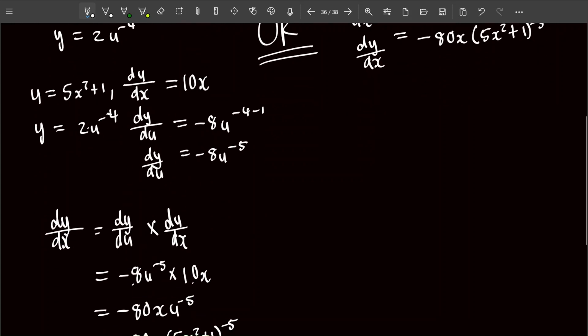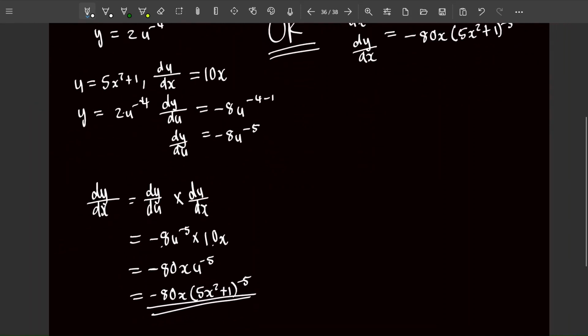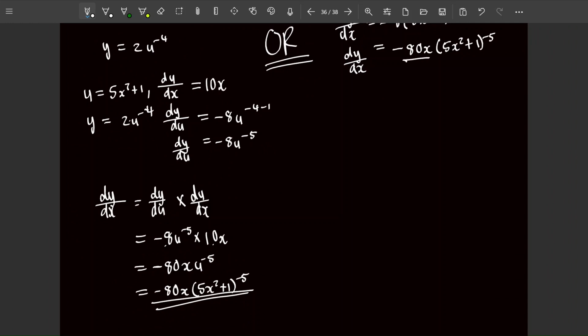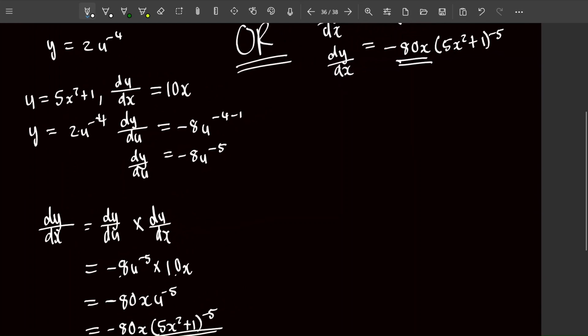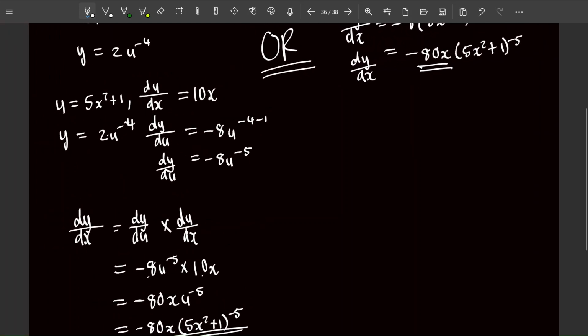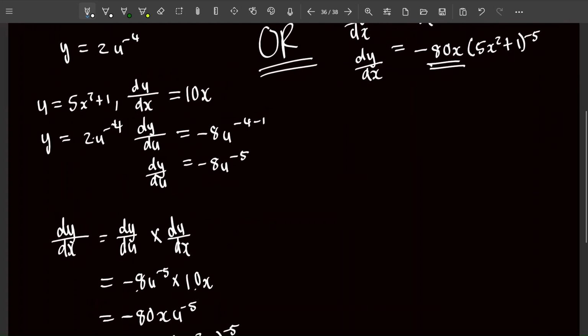Are the answers the same? Let's zoom out so we can see. Oh yes, negative 80x, I can see negative 80x. Then 5x squared plus 1, yes, to the negative 5. Wow, done. So that's beautiful, right? You see that it's nice? Exactly, that's the shortcut.